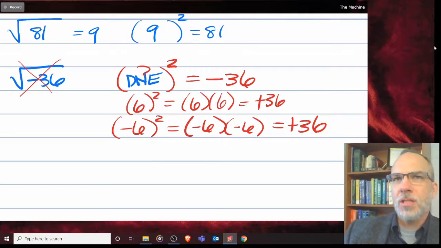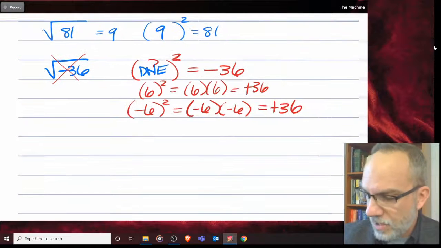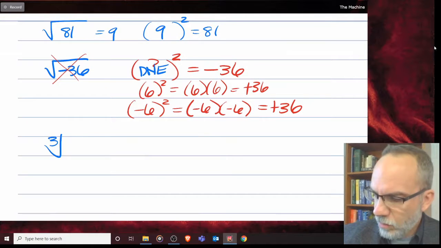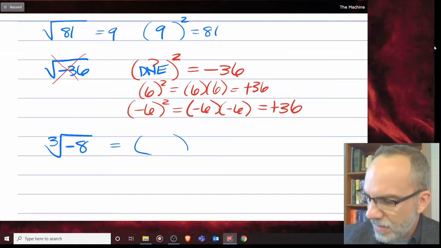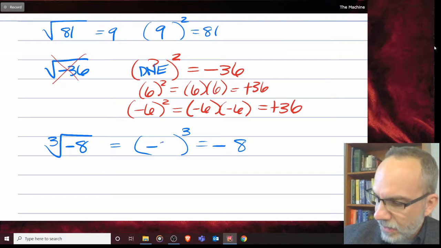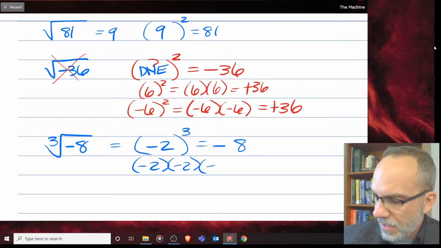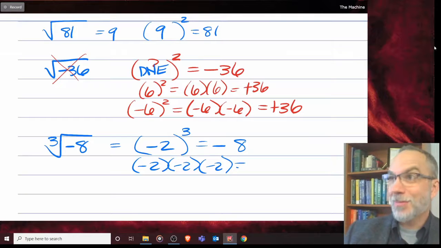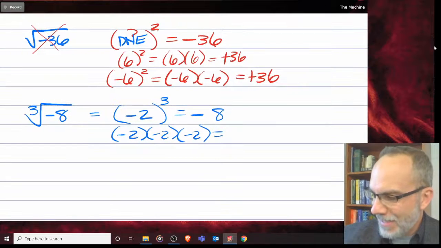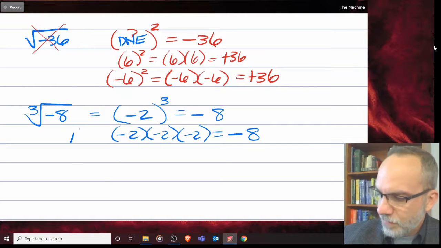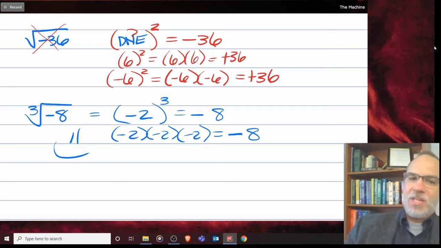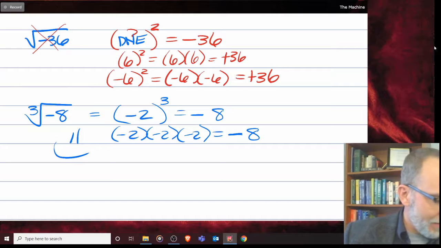Now, you can square something and make it positive. Look, you can do a cube root of a negative. That's possible. If I said the cube root of negative 8, what is that? Well, this is asking me again, what cubed is equal to negative 8? That should be negative 2. Look, because it's negative 2 times negative 2 times negative 2. And a negative times a negative times a negative is a negative. That's negative 8. That works. Okay, but you can't take the square root of a negative number.